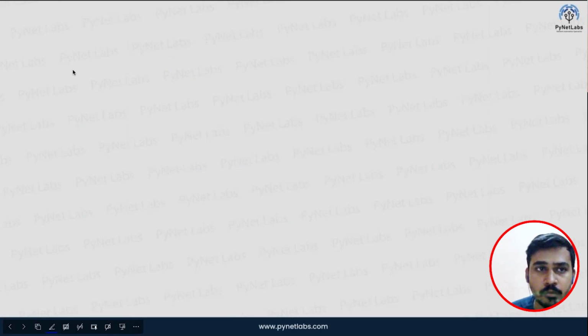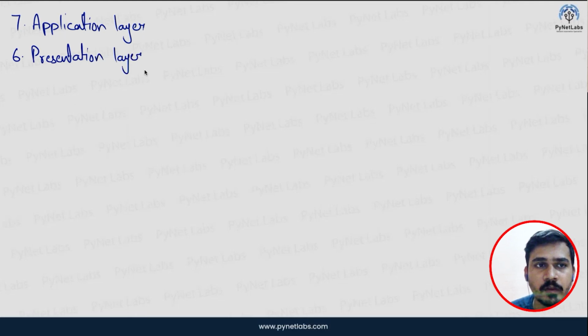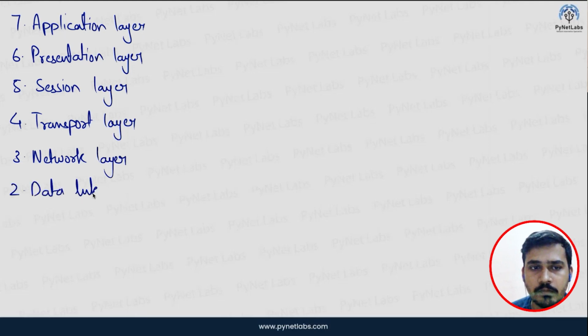Now, the OSI model is really simple if you look into it. There are totally 7 layers. The first layer we see, the 7th layer, is the application layer. After the application layer, there is the presentation layer. After the presentation layer, there is the session layer. Then there is the transport layer. After the transport layer, there is the network layer. Then after the network layer, we have the data link layer. And after the data link layer, we have the physical layer, the first layer.